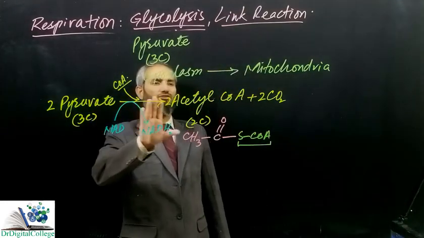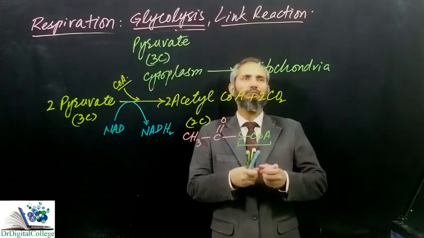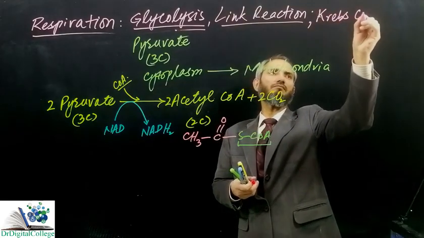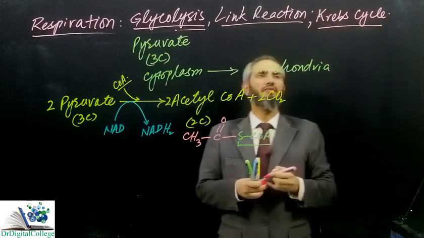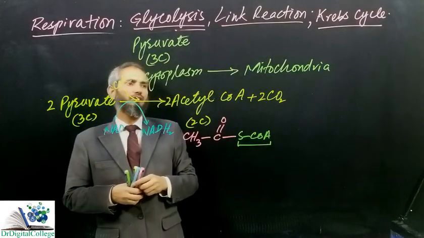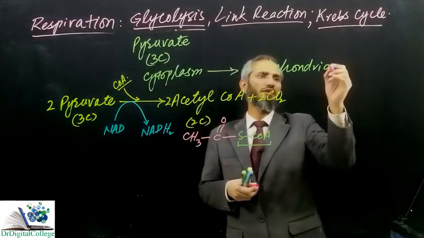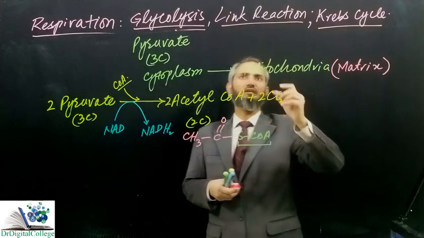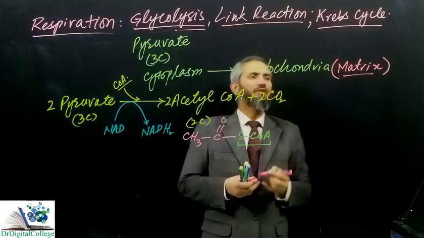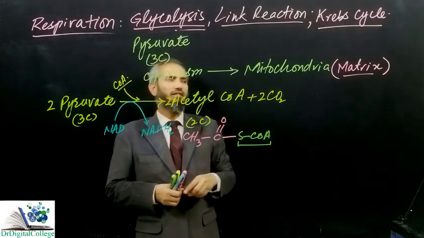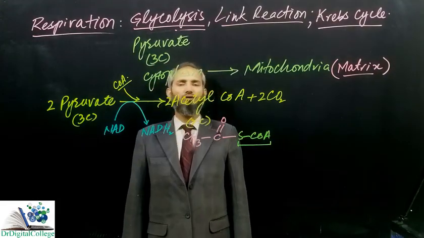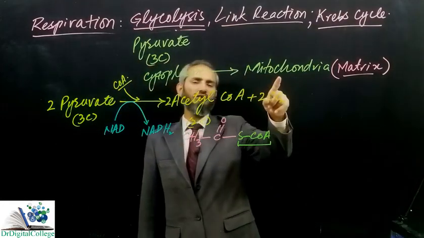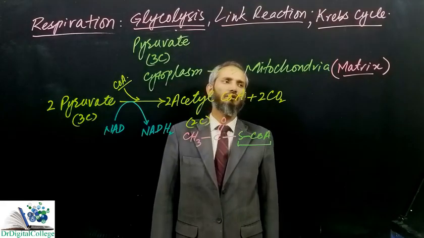So this is the oxidation of pyruvate, and the next step is Krebs cycle. Krebs cycle also occurs in the mitochondria, and we should write here specifically that these two steps, link reaction and Krebs cycle, occur in the matrix of mitochondria, whereas the next step, which is oxidative phosphorylation or electron transport chain, also occurs in mitochondria but on the surface of the inner membrane of mitochondria.